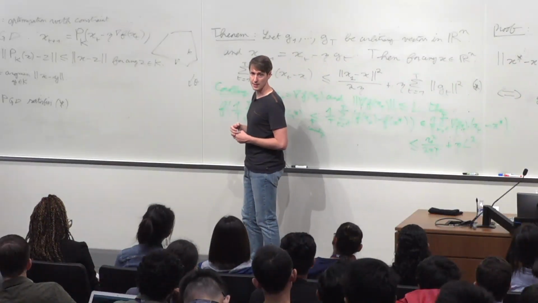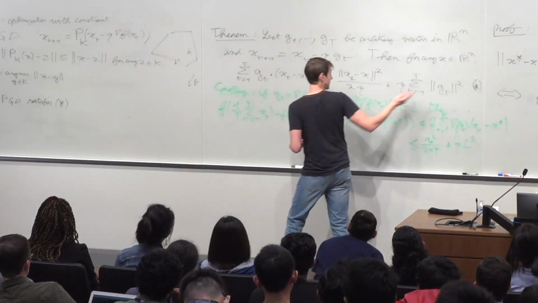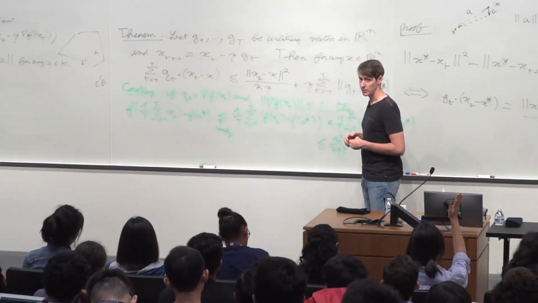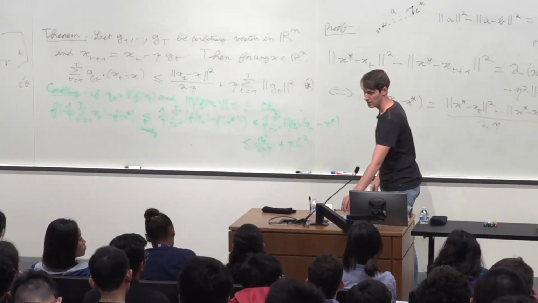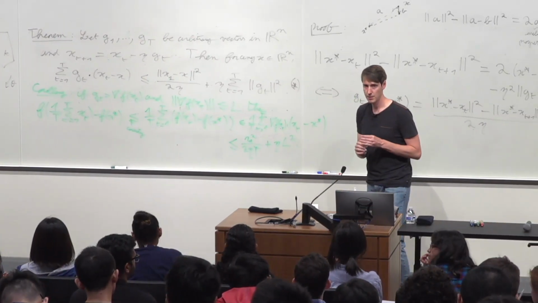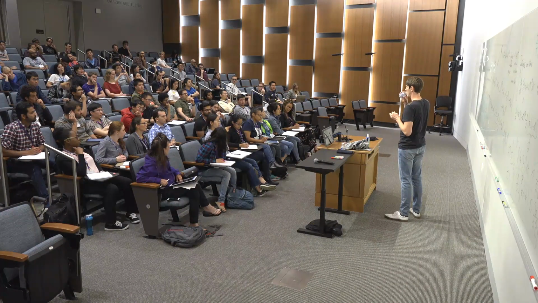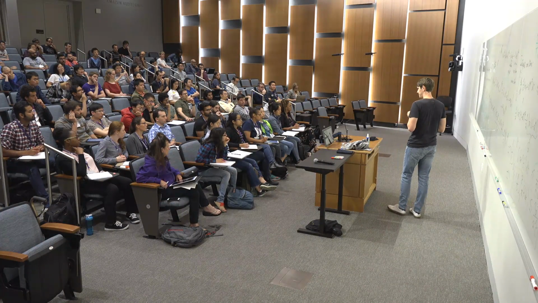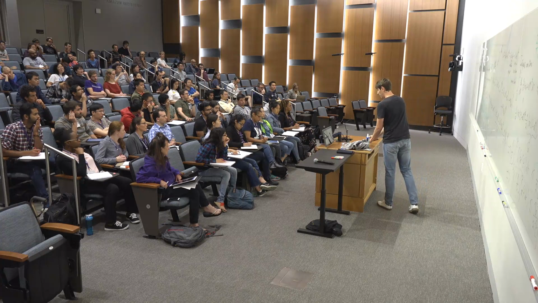And when you say it like that, it seems very subtle and delicate, but it's not. It's just this. Yeah. The minimizer within the constraint is not necessarily the projection of the unconstrained minimizer onto the constraint. Exactly. Yes, they can be very, very different.